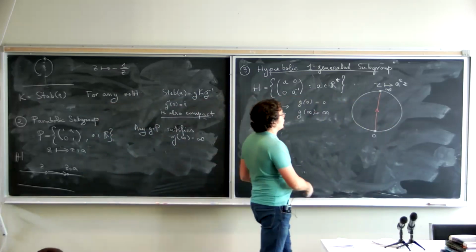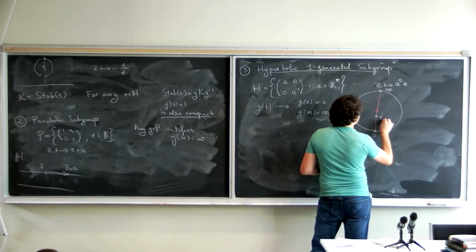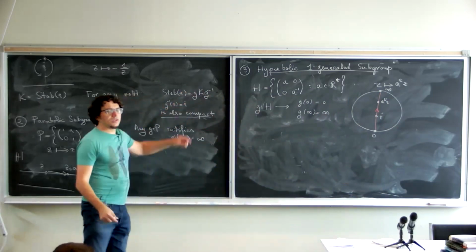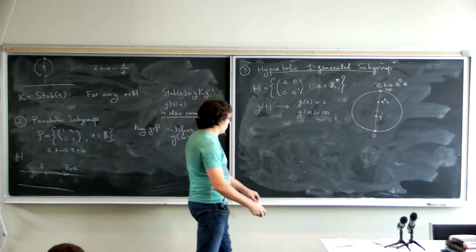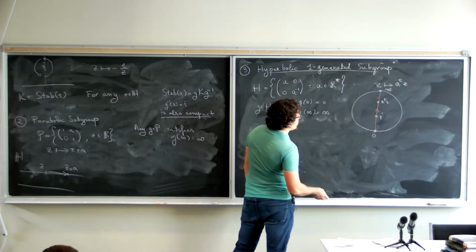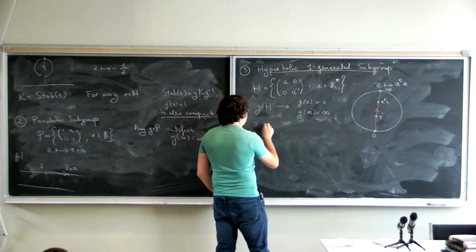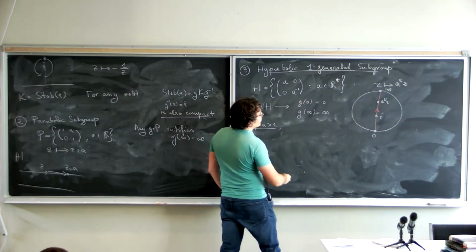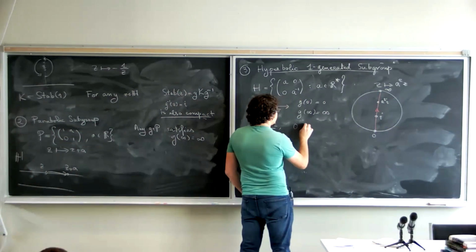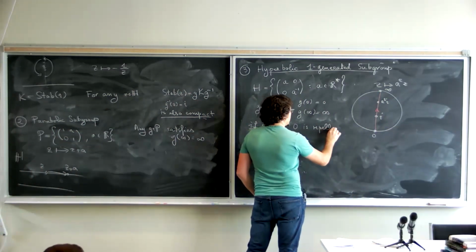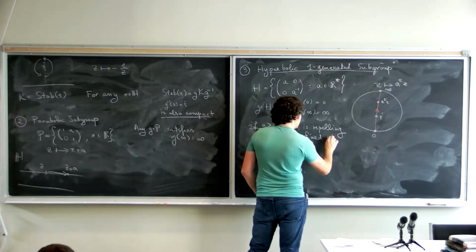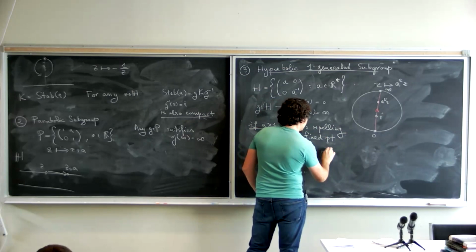If you start from a point I, you get A squared I, for instance, if A is bigger than 1, and then you can go to infinity. Let's say A is bigger than 1, for instance, otherwise we do the opposite. Then 0 is a repelling fixed point, and infinity is an attracting fixed point.